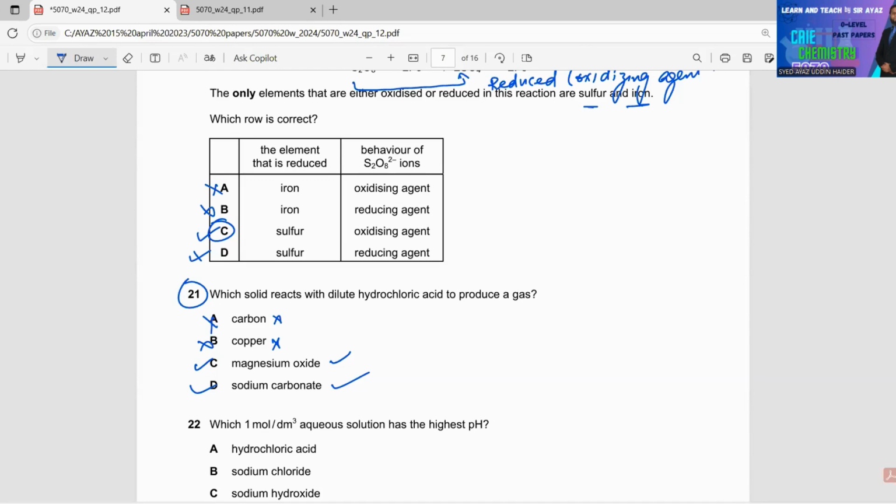But there's one more piece of information given in this question. They are saying to produce a gas. So sodium carbonate is a metal carbonate. When it's reacted with acid, it will definitely produce a gas, which will be carbon dioxide in this case. So D must be the right choice in this case.